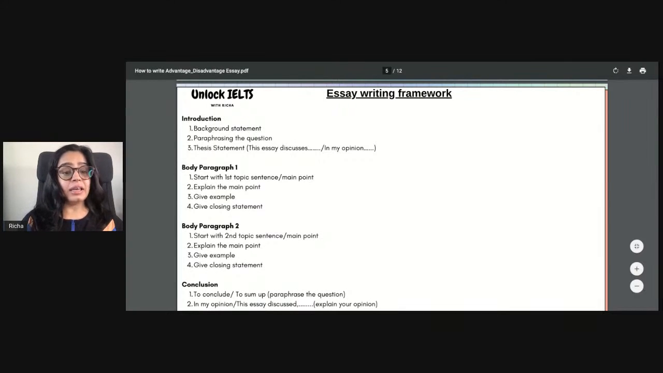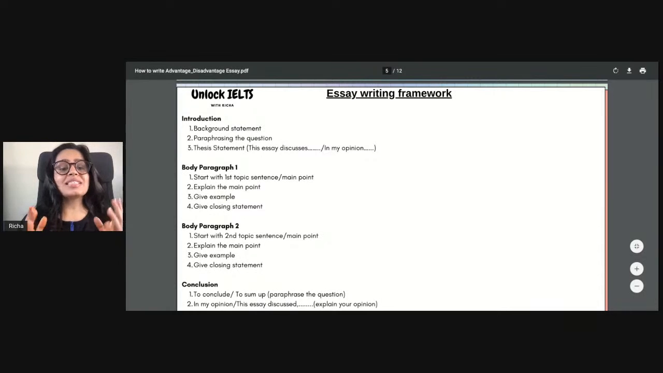Then, lastly, in body paragraph one, you need to give the closing statement. A closing statement is basically a transitioning statement which gives a smooth transition from one body paragraph to the other, and it really keeps the flow of the structure logical and further guides the examiner. Then comes body paragraph 2.